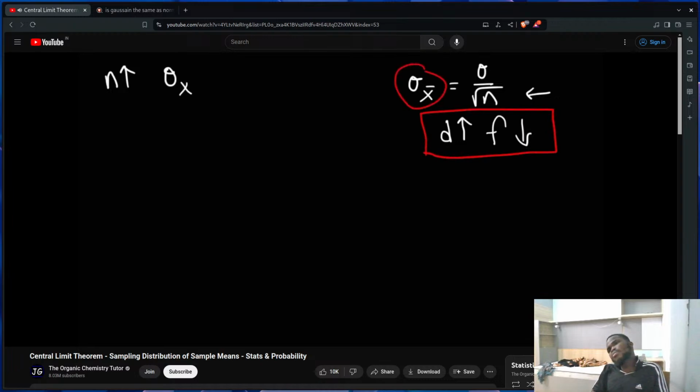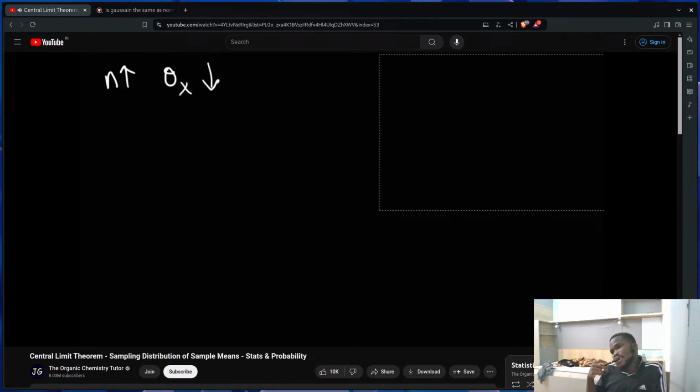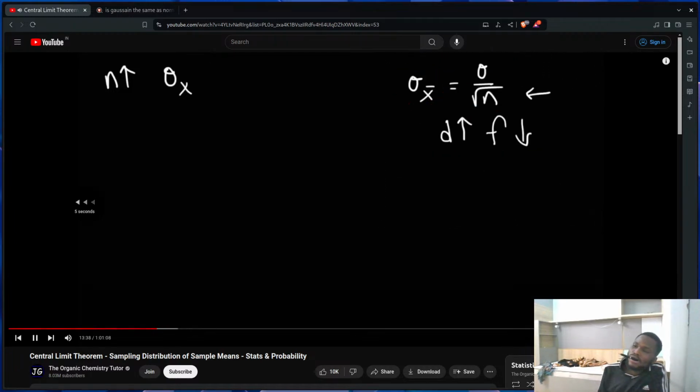By the way, the standard deviation of the sample means, or the standard deviation of the sampling distribution, is also called the standard error. So notice that as n increases, the standard error decreases. So if the error is less, the accuracy is better. What this means is that the shape of the graph becomes more narrow.